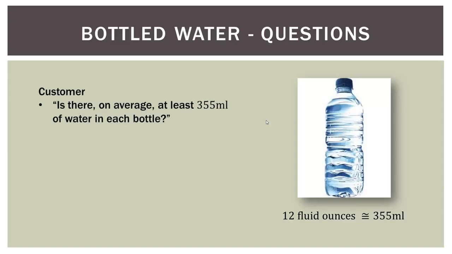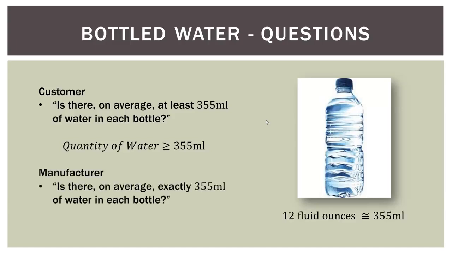So for the customer, what are we asking? We're asking, well, is there on average at least 355 milliliters of water in each bottle? So why do we say at least? Well, that's because if there's 355, that's what we're paying for. But if there happens to be 360, well, that's fine because we're getting a little bit more than we're paying for. So we can put that in a mathematical expression of quantity of water is greater than or equal to 355 milliliters.